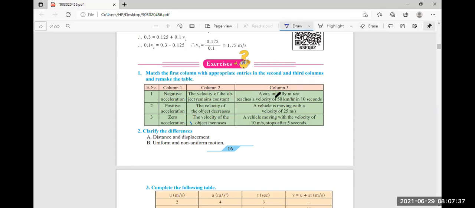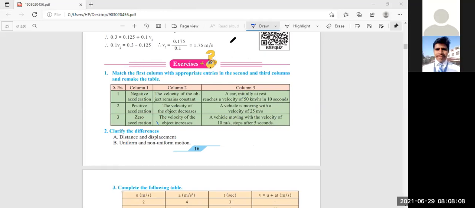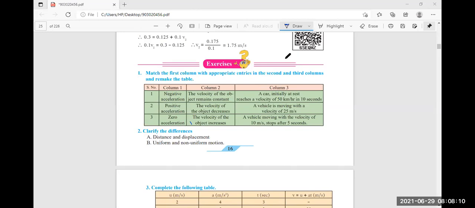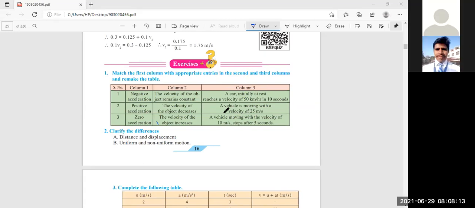A car initially at rest reaches a velocity of 50 km/h in 10 seconds. Second, a vehicle is moving with a velocity of 25 meters per second. Third, a vehicle moving with a velocity of 10 meters per second stops after 5 seconds. Tell me now where we have to join negative acceleration, where will be positive acceleration. Yes, Shubham. Yes, sir. For positive acceleration, a car initially at rest reaches a velocity of 50 km/h in 10 seconds.